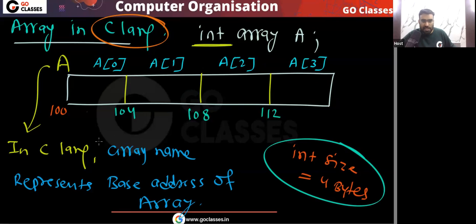Okay. Can you change the array base address? No, we cannot change the array base address. This is fixed, right? Yes or no? So remember, this cannot be changed. Is this clear? Very simple: this base address you cannot change.